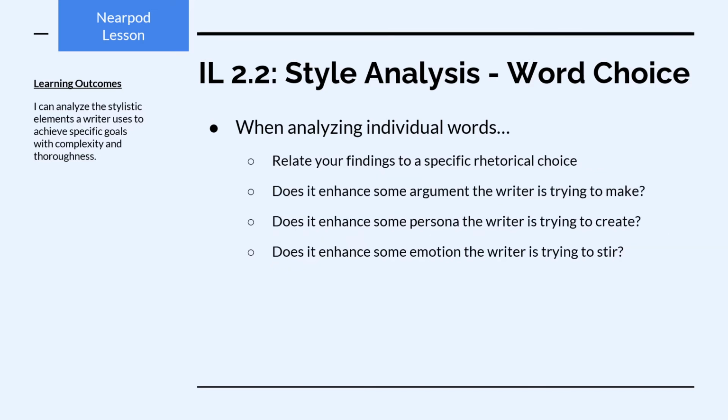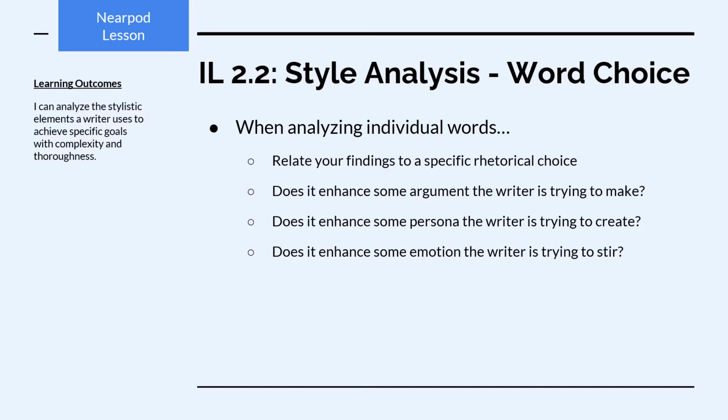Once you've identified some particularly connotative individual words and explained how they are meant to characterize and emphasize, you next want to relate your findings to a specific rhetorical choice that the writer is making. Ask yourself, does this word choice enhance some argument that the writer is trying to make?